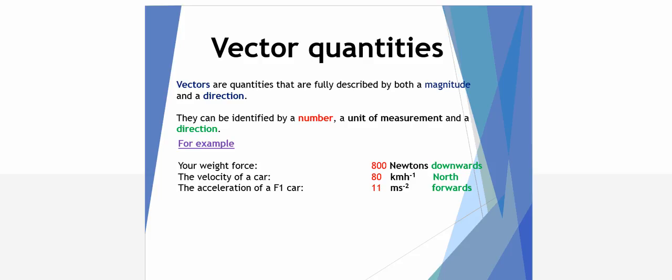The velocity of a car, for example, could be 80 kilometers per hour in a northerly direction, or the acceleration of a Formula 1 car could be 11 meters per second squared forward. Each of these examples provides a number, a unit of measurement, and a direction.